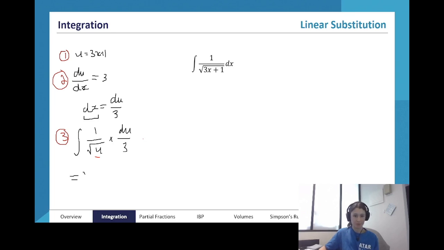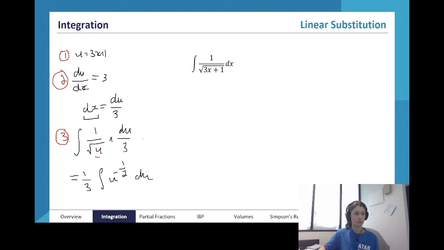So we can take this third out the front. We know that this is going to be the integral of u to the negative half because we're using our index laws. So anything square root is to the power of half. We can move that up the top and get it to the negative power.